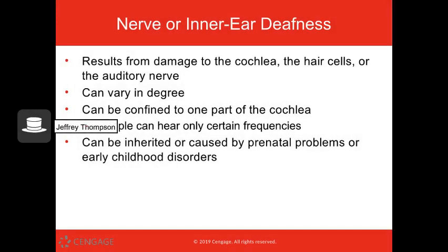Inner ear deafness results from damage to the cochlea, the hair cells, or the auditory nerve. It can vary in degree, and it can also be confined to one part of the cochlea, meaning that people can only hear certain frequencies. It can be inherited, or it can be caused by prenatal problems or early childhood disorders.